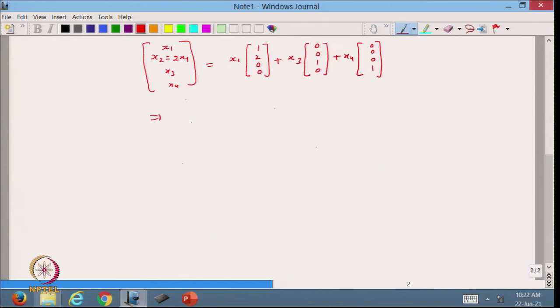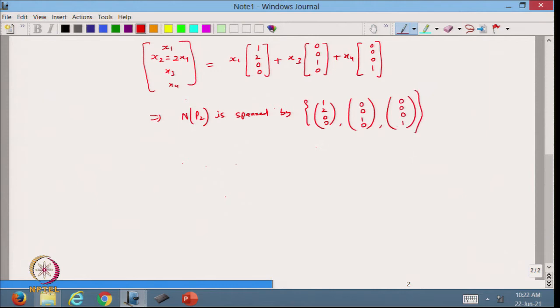It means that the null space of P2 is spanned by this set of vectors: (1, 2, 0, 0), (0, 0, 1, 0) and (0, 0, 0, 1). And you can check that this set is linearly independent, so this will be the subspace. It belongs to the set R4.